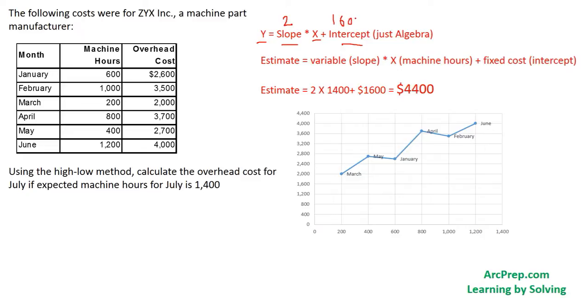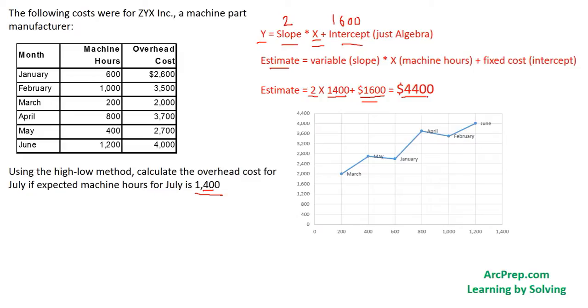Now I can calculate based on a specific number of machine hours. If I'm given the machine hours right here, I can calculate the cost estimate. Now I'm going to calculate it for July, and for July the number of machine hours I'm expecting is 1,400. All I need to do is, for each hour I'm spending $2, plus I'm spending a fixed cost. 2 times the x, which is 1,400, plus the fixed cost that I calculated, is going to give me the estimate for July.